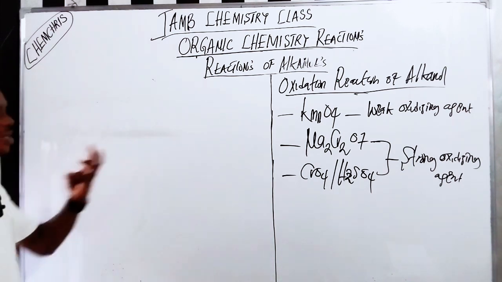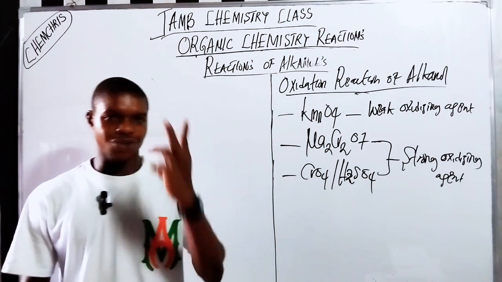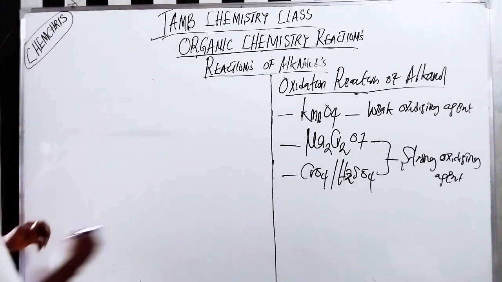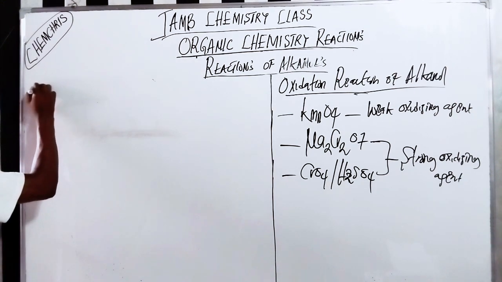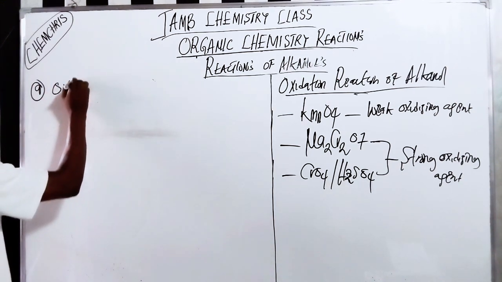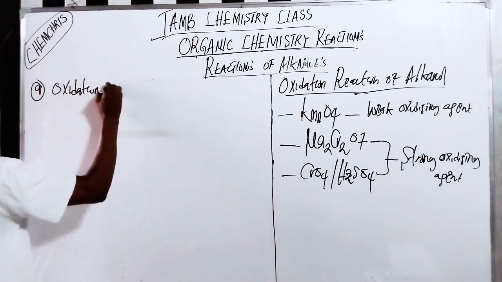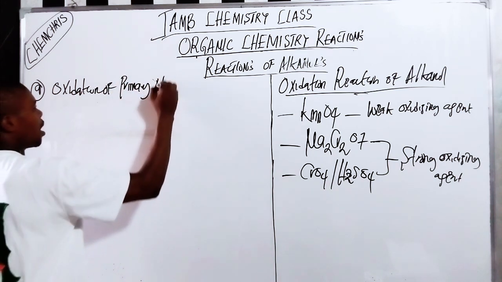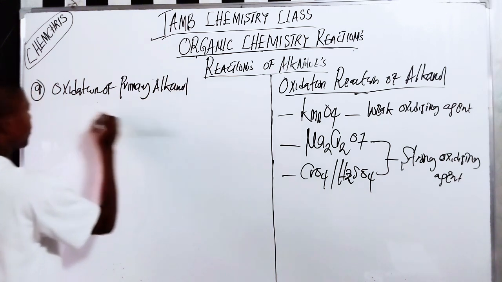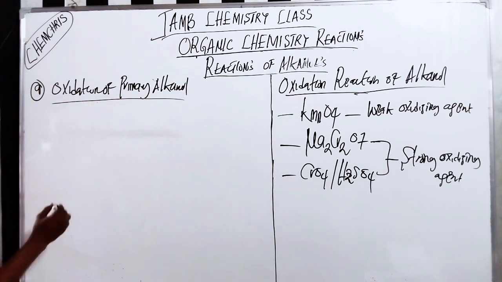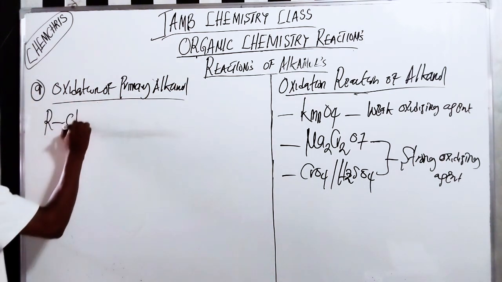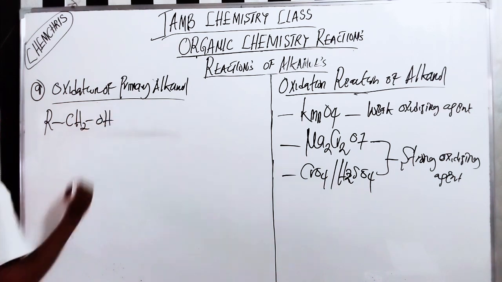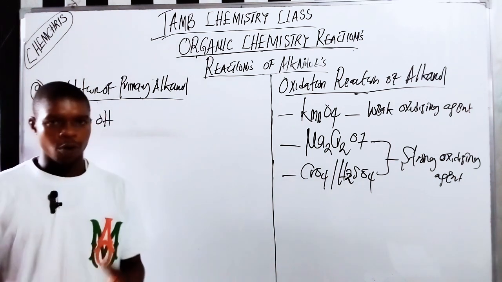Remember we have three types of alcohol. We have the primary alcohol. So the first one is going to be oxidation of primary alkanols. Remember, primary alkanol is like this: R-CH2OH. That we call primary alcohol.